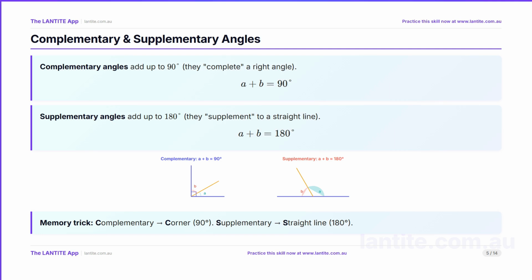Two of the most important angle relationships are complementary and supplementary angles. Complementary angles add up to 90 degrees. They complete a right angle. Supplementary angles add up to 180 degrees. They make a straight line. A helpful memory trick: C for complementary, C for corner, which is 90 degrees. S for supplementary, S for straight line, which is 180 degrees. These relationships are the key to finding missing angles.